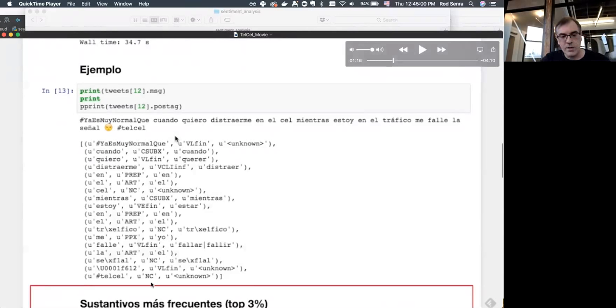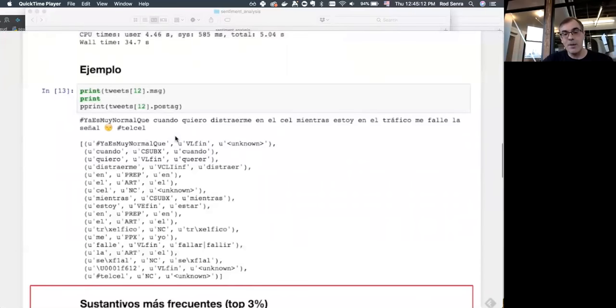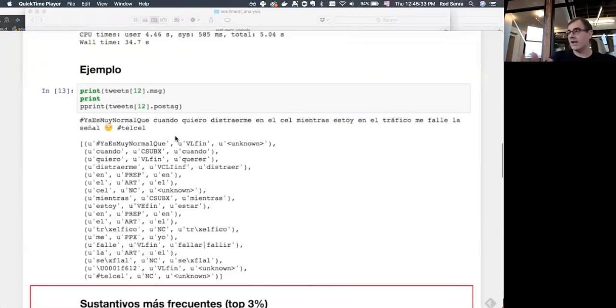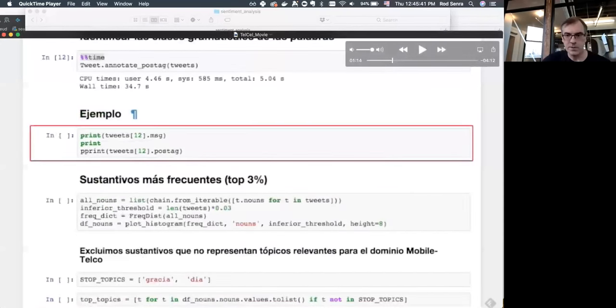In this case, we are interested in the nouns because they are the what. The name of the class is NC for this particular library that I was using. So the candidates for topic here are cell phone, abbreviated to cell. The other one is traffic. The other one is signal. And the other one is Telcel, the company. So by using this approach, we already filter out a lot of noise regarding the target of identifying what I'm talking about. So we go straight for the nouns. Okay, let's continue.